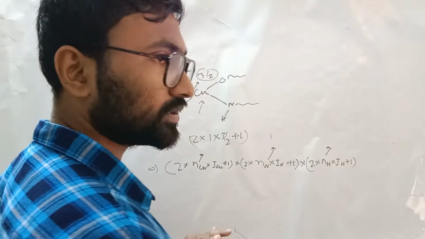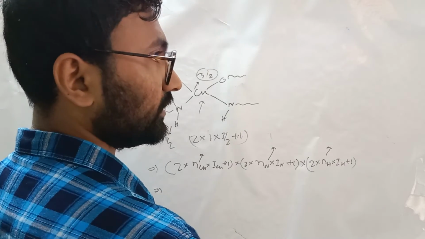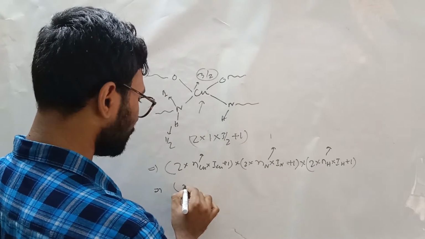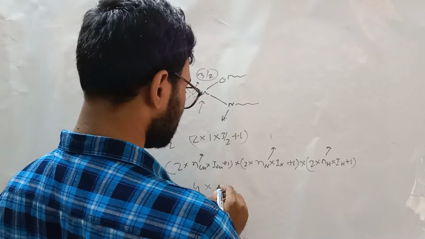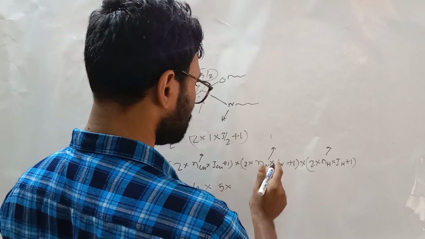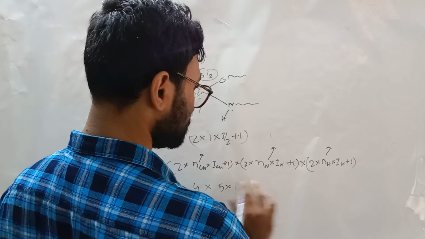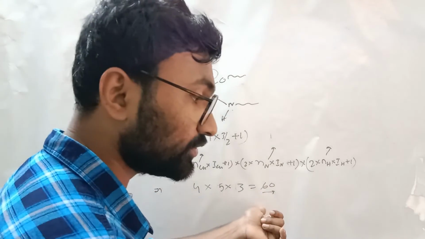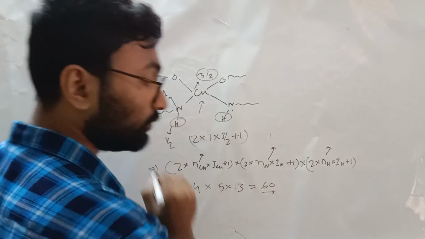Understood? Now in the question they have specified something. Before going to that, let's calculate it. If we calculate this, it will come around 4 times 5 times 3, with 2 nitrogen and 2 hydrogen. So it should come to 60. But in the question they have specified that the NH protons will not contribute.